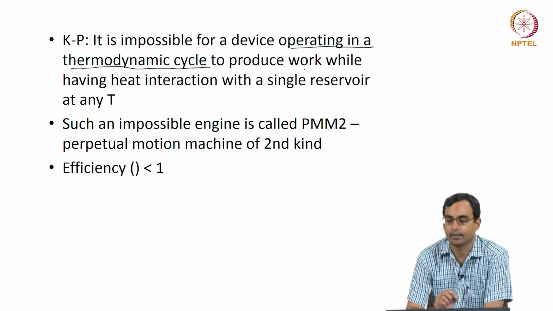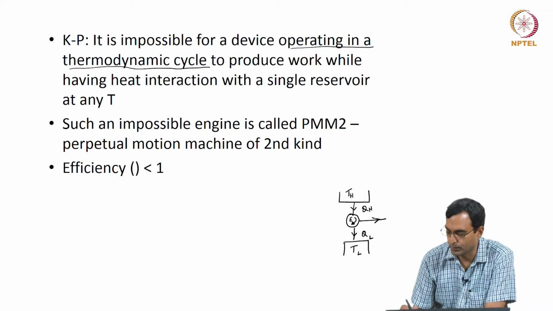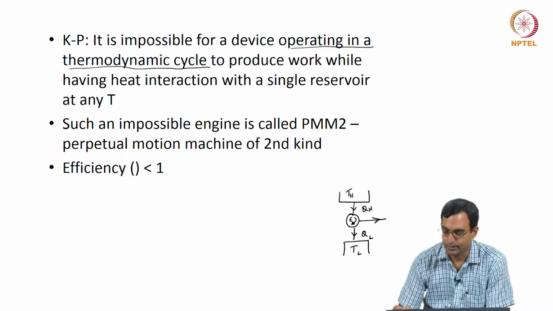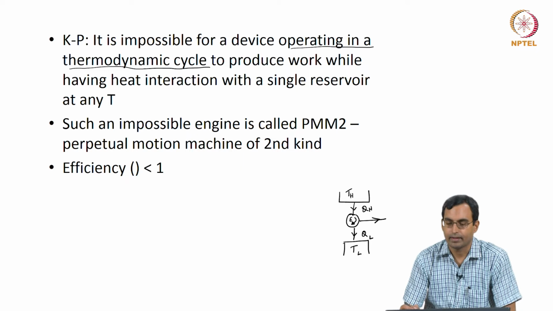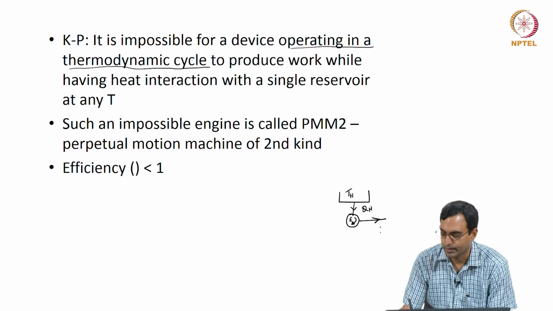What we saw earlier is that we were drawing heat engines of this kind. Some heat is transferred from a high temperature reservoir to this engine, and it rejects heat to a low temperature reservoir, TL and QL, and it produces work. For this kind of heat engine, the Kelvin-Planck statement says it is impossible to produce work while operating in a cycle with heat interaction only with a single reservoir. So if you remove this connection and have a heat engine that produces work and runs in a cycle, this kind of arrangement is not possible.